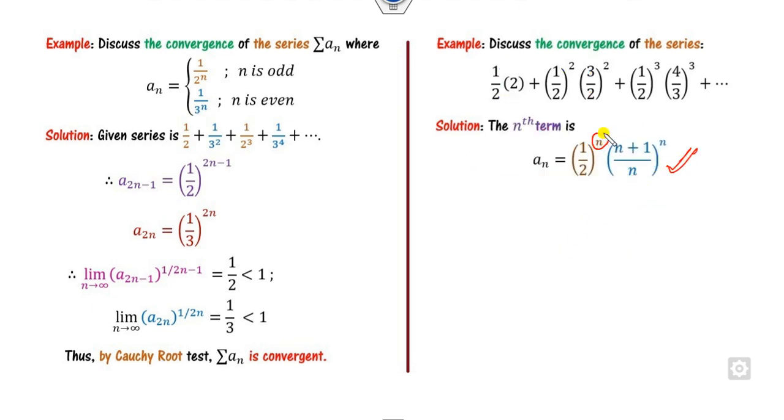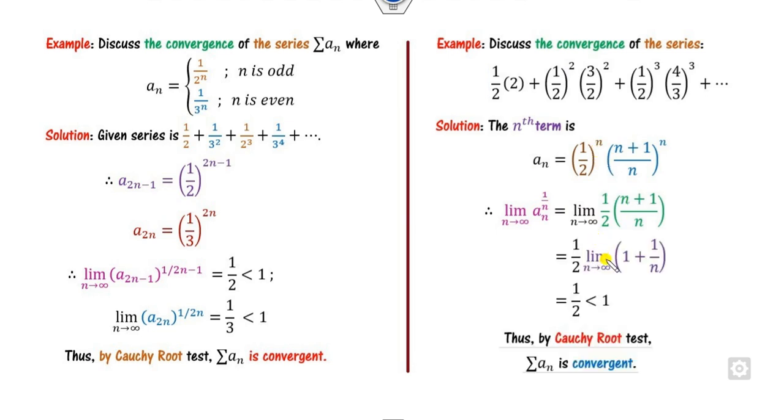Now here it's a power of n, so we can apply the root test here. We can compute the limit. You can see the limit here. What is the answer of this? It is nothing but a half, which is less than 1, so the series is convergent.